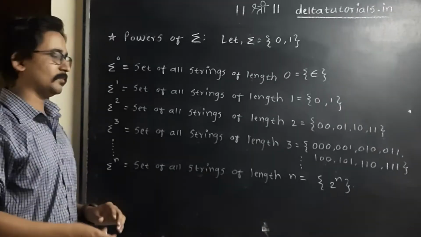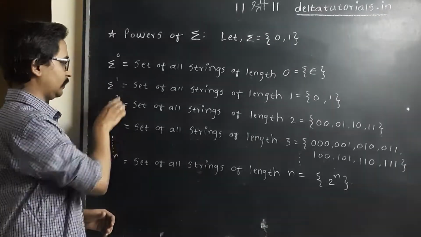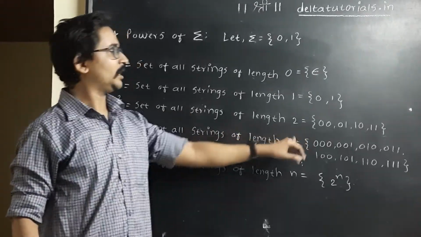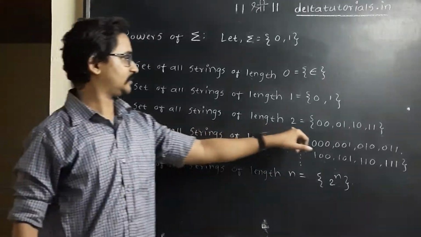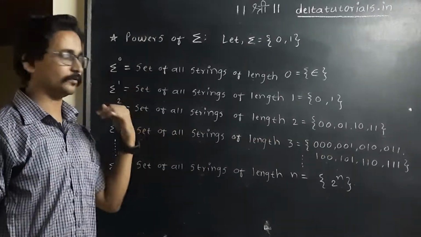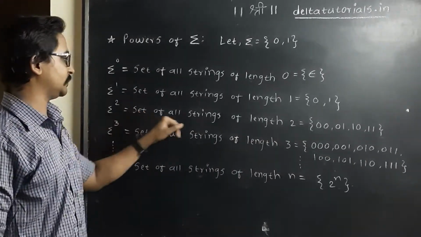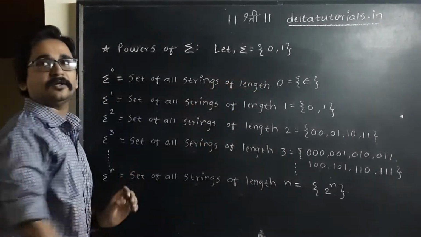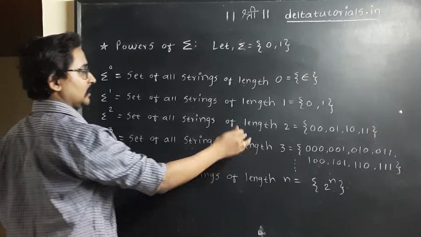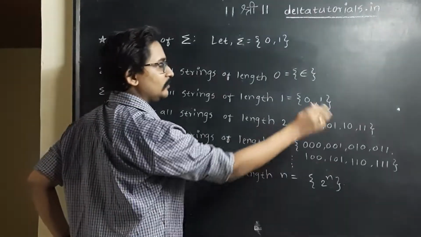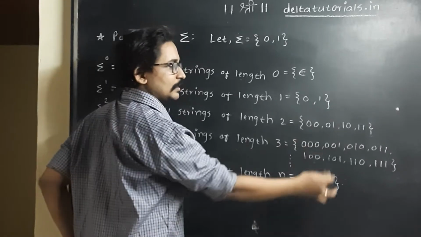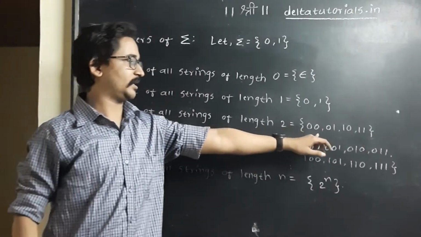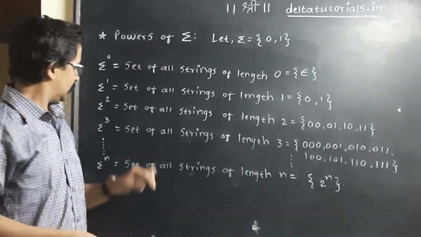Next is sigma raised to 2, or sigma to the power 2. It is the set of all the strings of length 2. We have seen how to generate this language in the previous videos. So sigma to the power 2 is the set of all the strings of length 2. From this available set of alphabets or symbols, strings of length 2 can be generated as 00, 01, 10 and 11. So 4 elements are present in this set.